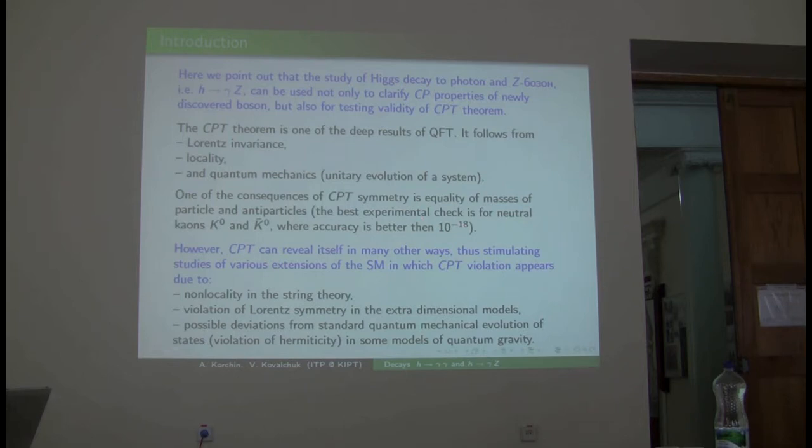And the best experimental check is for neutral kaons, K0 and K0 bar, where accuracy is better than 10 to the minus 18. However, CPT can reveal itself in many other ways, thus stimulating studies of various extensions of the standard model in which CPT violation appears due to non-locality, for example, string theory, violation of Lorentz symmetry in extra-dimensional models, possible deviation from standard quantum mechanical evolution of states in some models of quantum gravity.